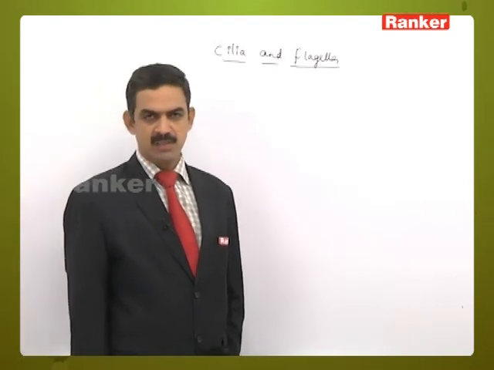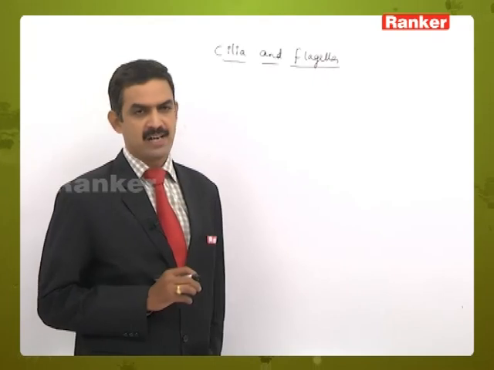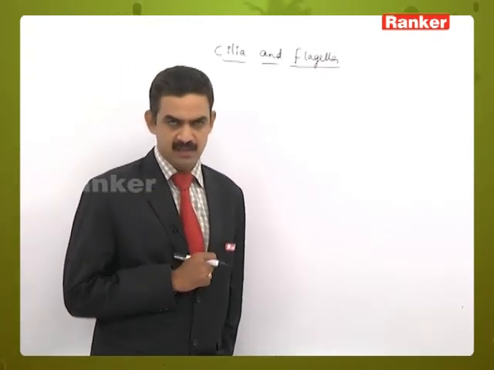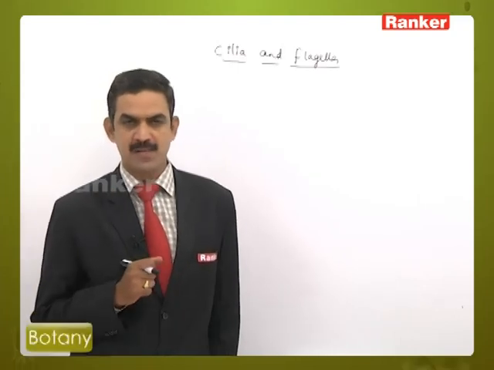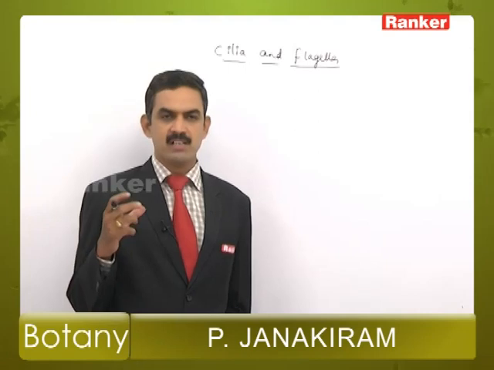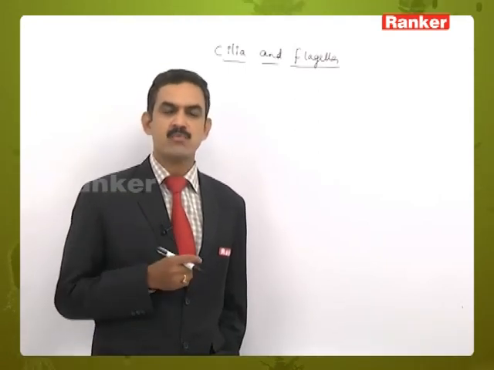also in animals. So what is the difference we find between cilia and flagella? Generally, the flagella are long and their number will be less, either one or very few will be present in the structure where they are existing. But when it is cilia, the size is small and the number is very high.